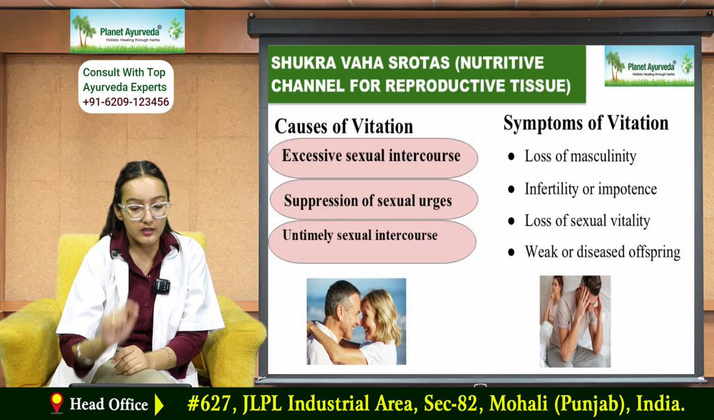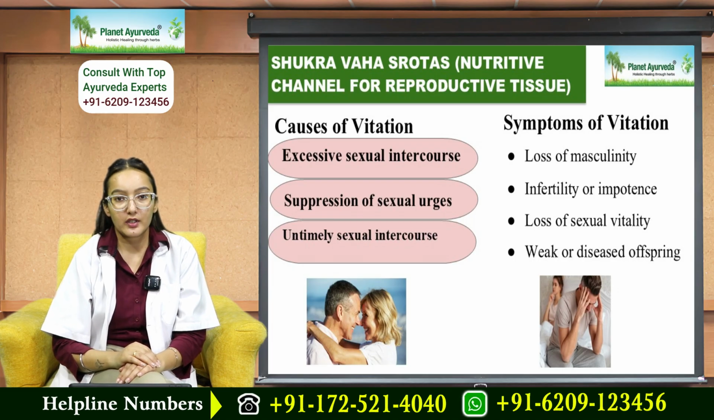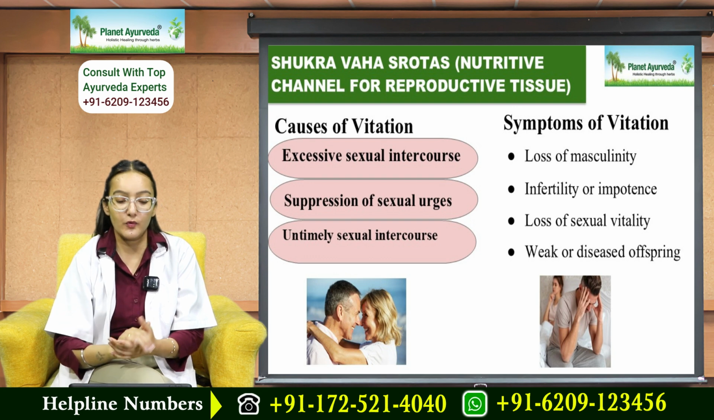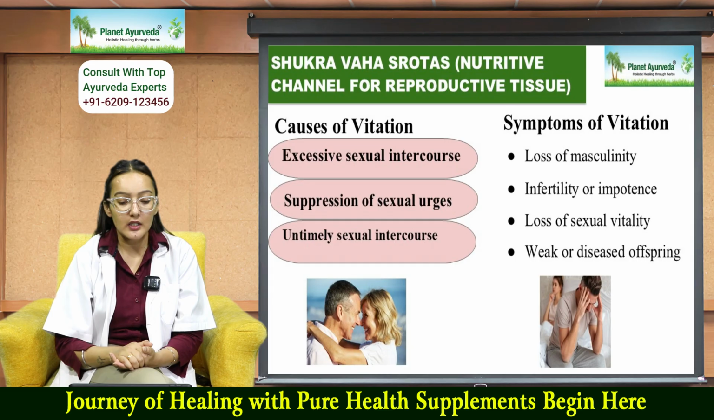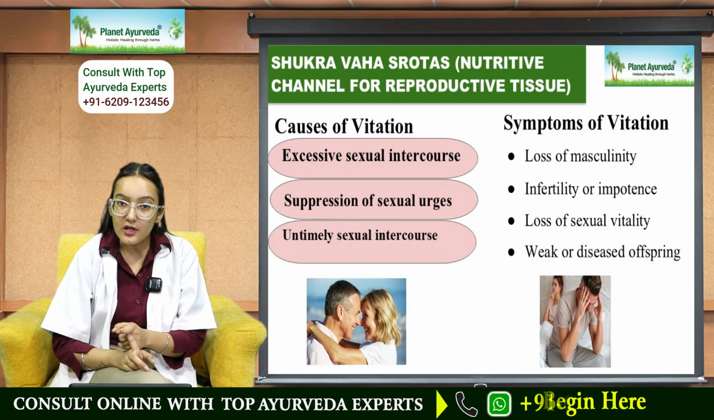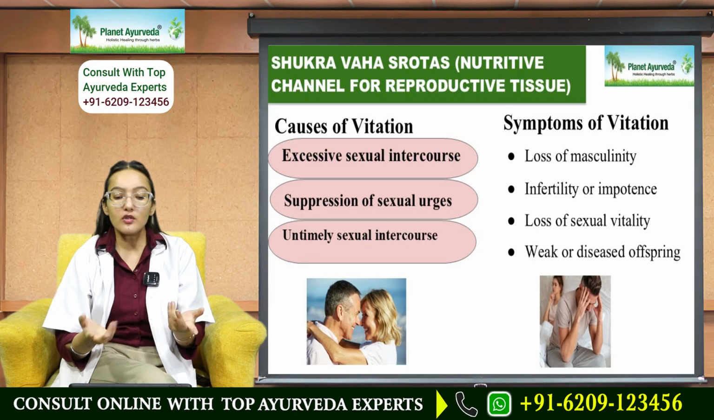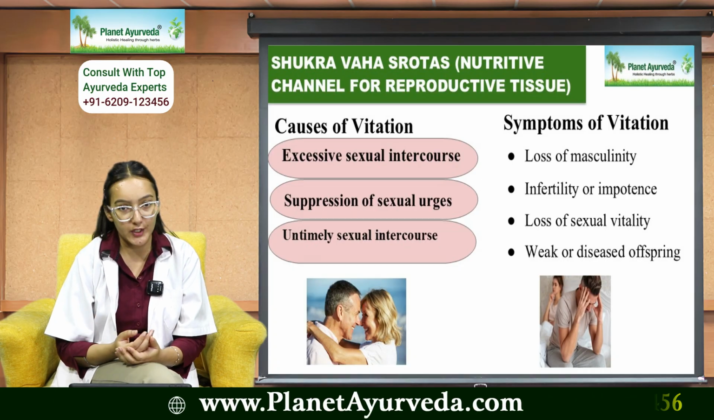Then comes the Shukravaha Srotasa, nutritive channel for reproductive tissue. This is basically related to the males. So what kind of causes will lead to its vitiation? Excessive sexual intercourse, or excessive masturbation, or suppression of sexual urges, untimely sexual intercourse. So the causes of vitiation are related to the sexual activity only.